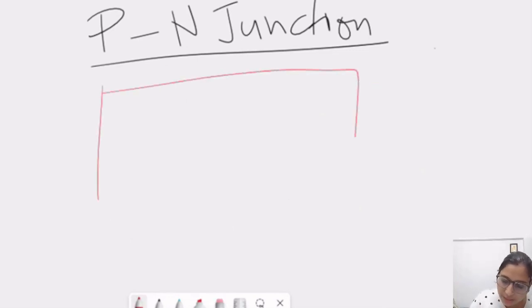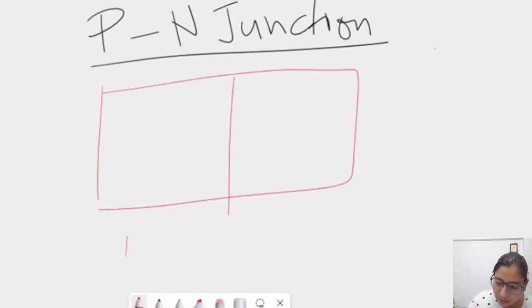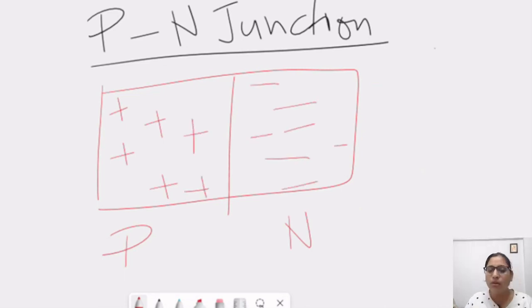So, this is the PN junction, and if this is the P side, we know that holes are in majority, and if this is the N side, electrons are in majority. Now we know that they both have different polarities. This is positive and this is negative, so they attract each other. These electrons try to penetrate this junction and come to this place.